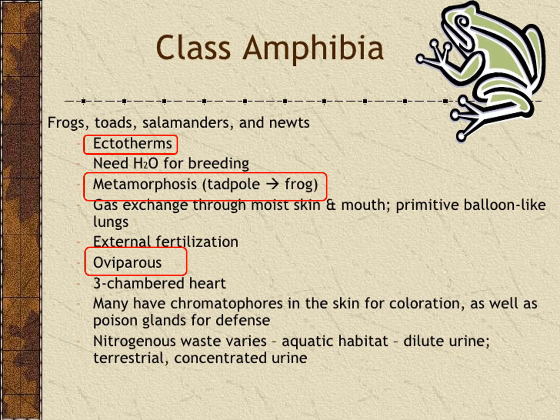They have chromatophores on the skin for their coloration, as well as poison glands for defense. You've heard of the poison dart frogs and some of these other frogs that are toxic or poisonous. And then you can sit there and read about their urine if you want to.